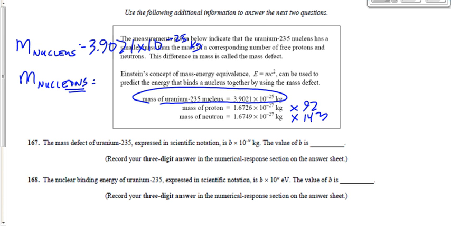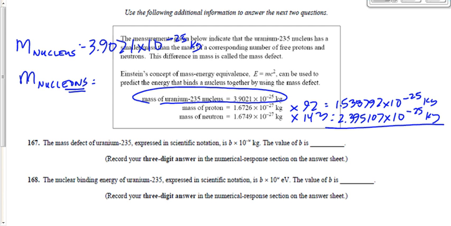The total mass of all the protons and all the neutrons combined. How many people did that? Okay, Ali, what did you get for 92 times that? 1.53. Thank you. And Ali, what did you get for the second one there? Thank you. And the total there? 3.9338 times 10 to the minus 25. Good, thank you. Now we take a look at that number, 3.933899.